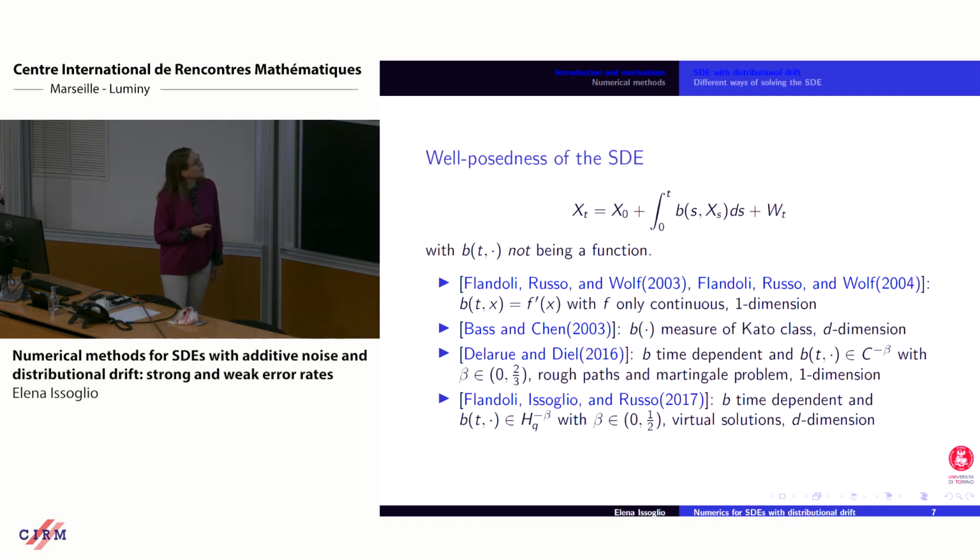And then a few years later, these two works appeared on arXiv very close together. And since then, a lot of works, I think this field started really to bloom. But in both these works, the B is time dependent. And it's a distribution in this case in a Besov space of negative order minus beta.